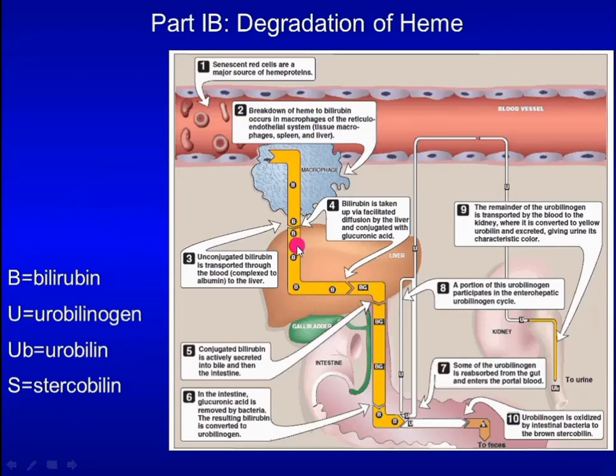Unconjugated bilirubin is carried by albumin and transported to the liver. Bilirubin is taken up by the liver and conjugated with glucuronic acid. Conjugated bilirubin is actively secreted into the bile and then to the intestine. In the intestine, glucuronic acid is removed by bacteria. The resulting bilirubin is converted to urobilinogen.